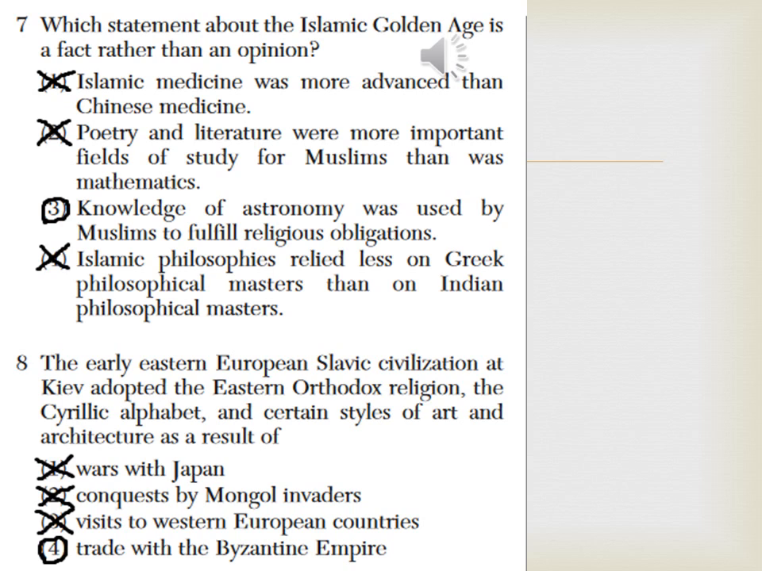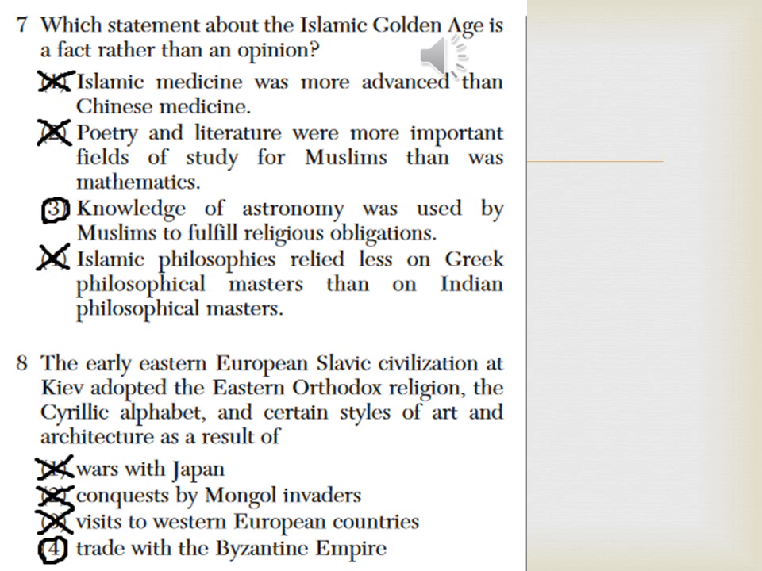The early Eastern European Slavic civilization. So when you think about Slavic civilization, right away you should think about Russia, Ukraine, Poland, all those Slavic civilizations. At Kiev, adopted the Eastern Orthodox religion, the Cyrillic alphabet, and certain styles of art and architecture as a result of what? Is it 1, wars with Japan? With Japan? No, absolutely not. Japan does not use the Cyrillic alphabet.